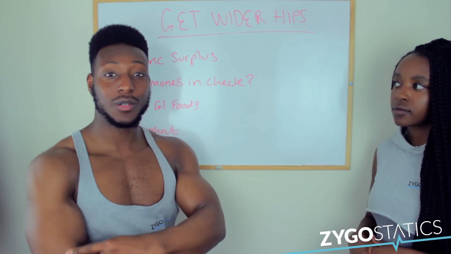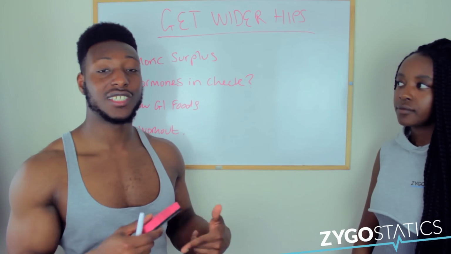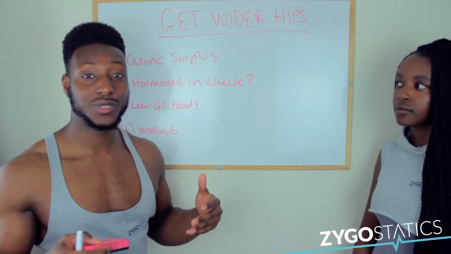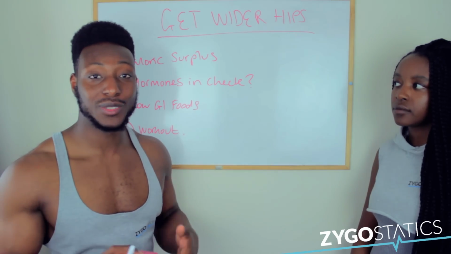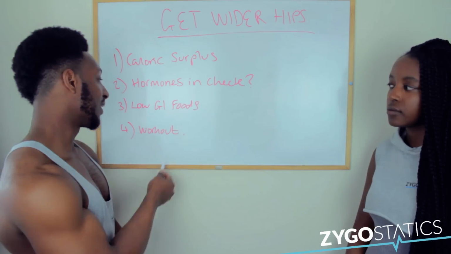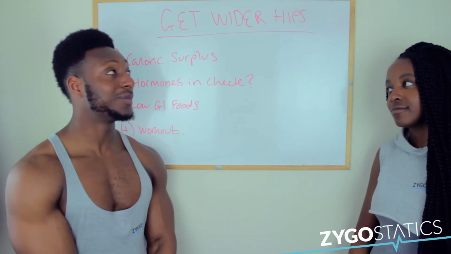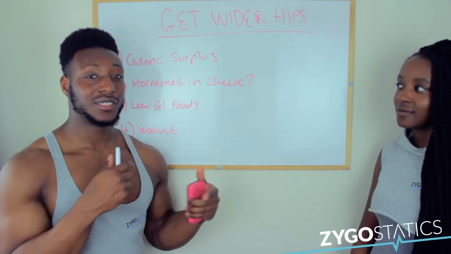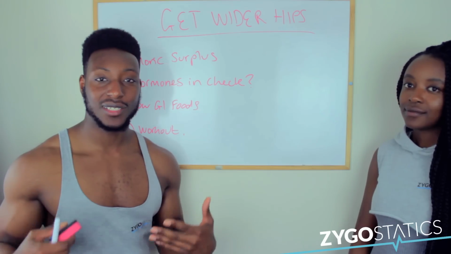So it can only store so much in your muscles. The rest of it is going to get converted into fat, and it's not going to be stored in the best place. It's going to be stored wherever it wants to be stored. And lastly, the workout, which we're going to get into. I know it's been 10 years since we started this video. So the workout's going to help to train the muscles that surround the hips.